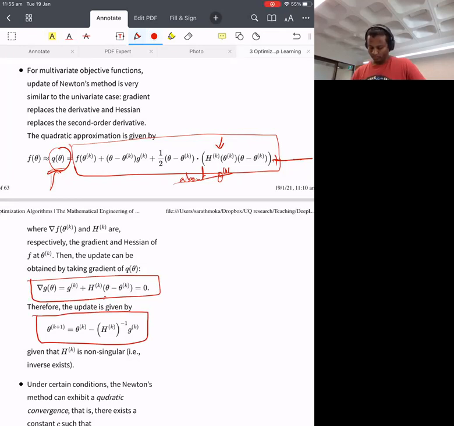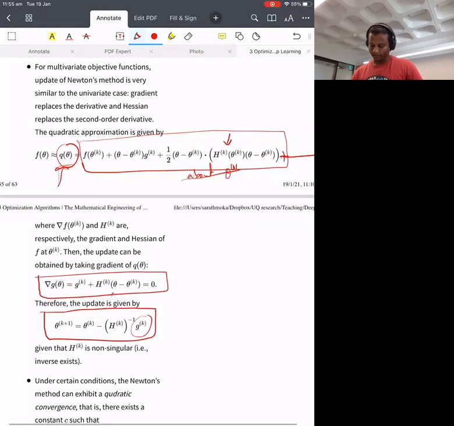If you compare with gradient descent, this one, H inverse, is acting like a learning rate. It's not a scalar, but that's how it acts. And the key difficulty here is taking the inverse of the Hessian matrix, H.